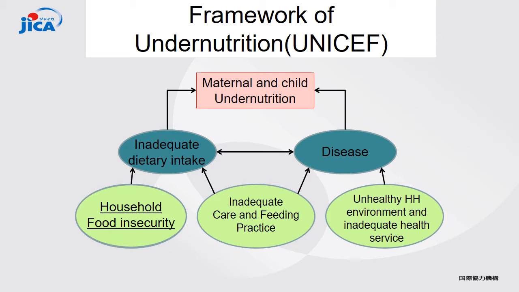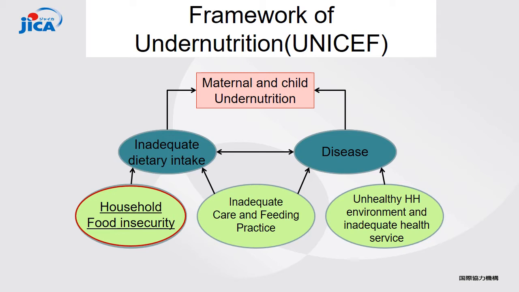From this figure, we can understand undernutrition is caused by two direct causes, food and disease. These two direct causes can be divided into three subcategories called underlying causes: food security, household level caring practice for mother and child, disease prevention through improved household environment, as well as access to health service. From this figure, we can easily understand the role of the agriculture sector in nutrition improvement, which is to improve food security.